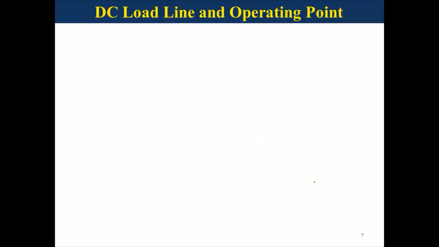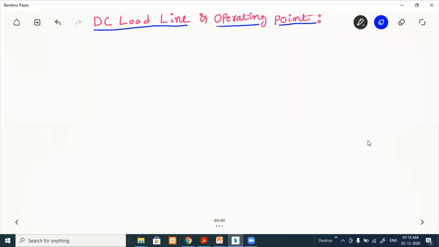Then DC load line and operating point. So now I am trying to define what is DC load line and what is the operating point, and how can we draw the DC load line, and how we can obtain the operating point. Consider a transistor which is connected in CE configuration.